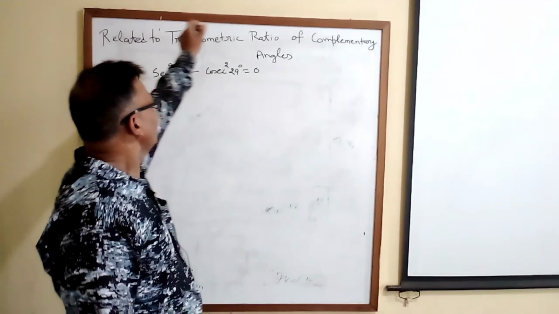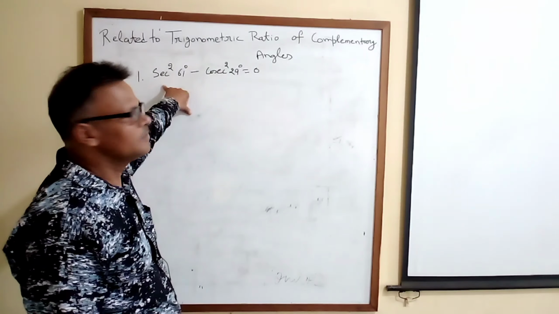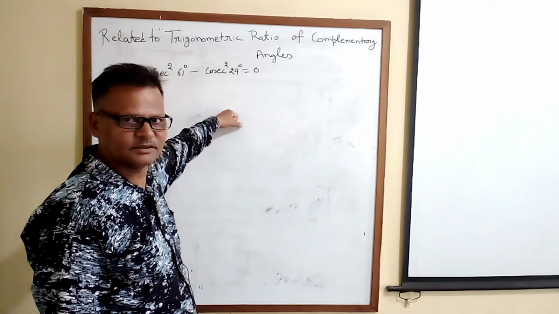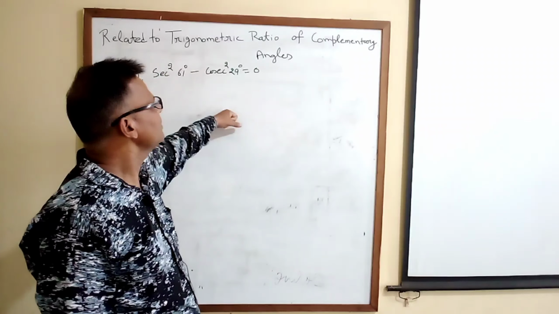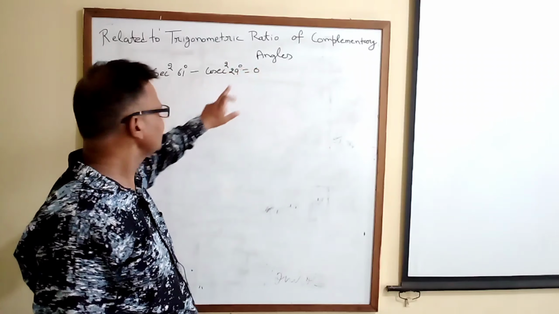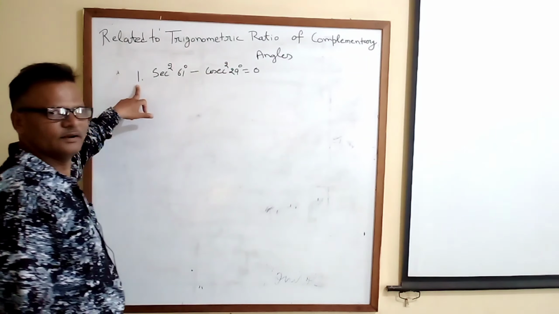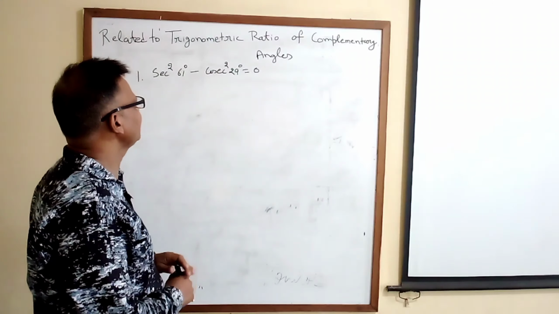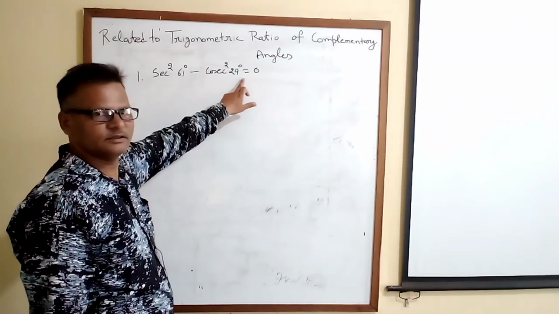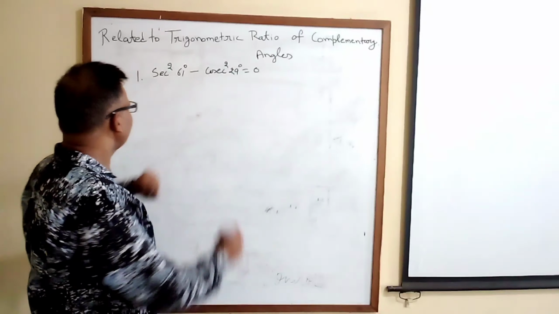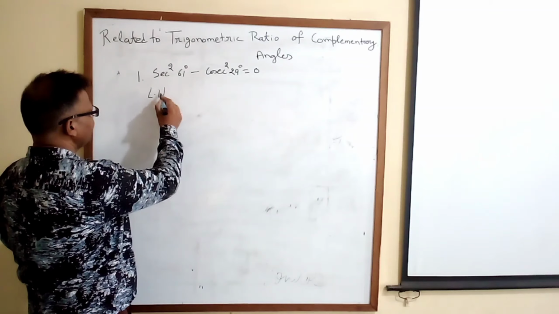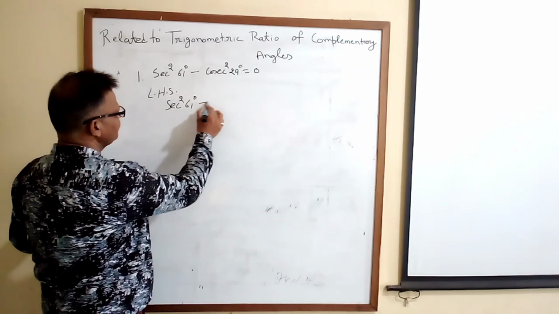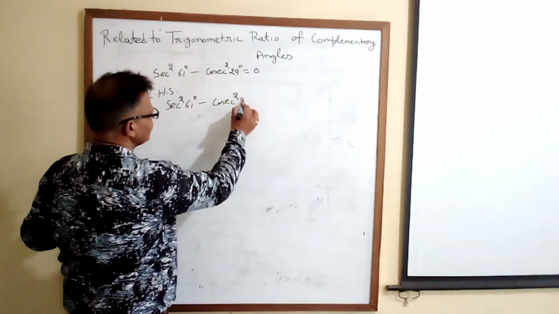Let's see how we can solve problems related to the trigonometrical ratios of complementary angles. So first of all, take a sum. First is secant square 61 degree minus secant square 29 degree. How can we solve this? First of all, we will take the left hand side, that is secant square 61 degree minus secant square 29.